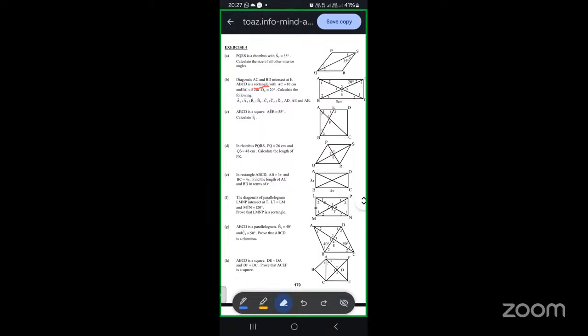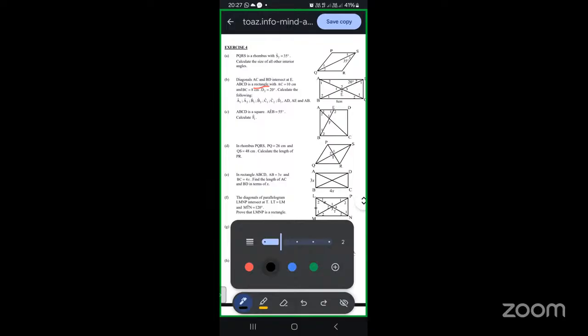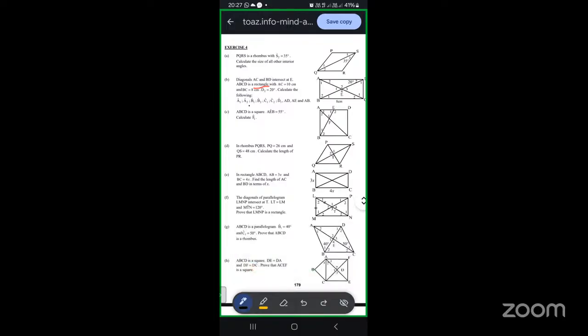I don't think the order matters. You can just quickly jump to what you can find. So we can go for this one, B1, and say that B1 there is 20 degrees, reason being alternate angles, AD is parallel to BC. Do you guys agree to that? Yes, sir.